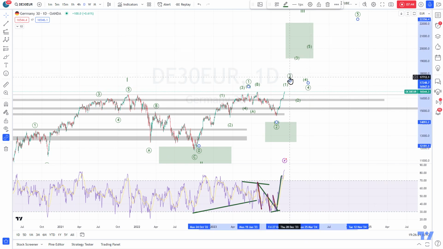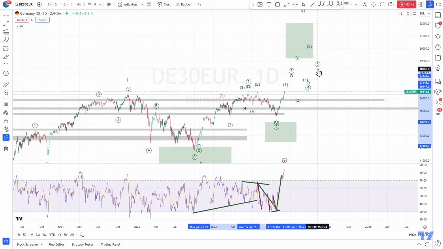So not such a spectacular rise, but rather something like this. So that this here is our wave 3, 4, 5. That's also something possible. But then the 4 cannot go into the wave 1 area because we are now doing a wave 3.